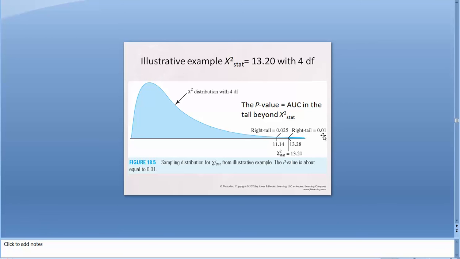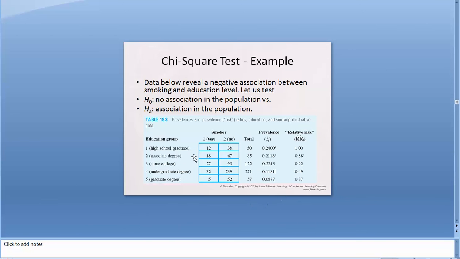So it's safe for us to say that p is pretty close to 0.01, which means you reject H null. Remember, small p means you reject H null and you accept HA, which means you conclude that there is an association between the education level and the smoking status. Okay, even from these we can figure it out, and the test of hypothesis really confirms it.